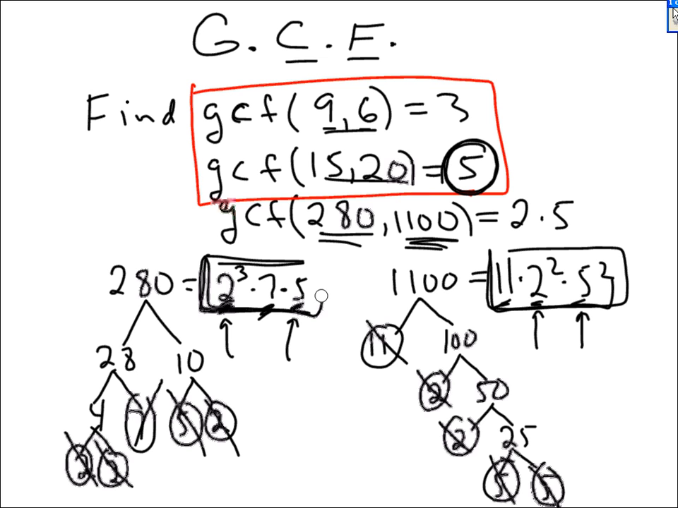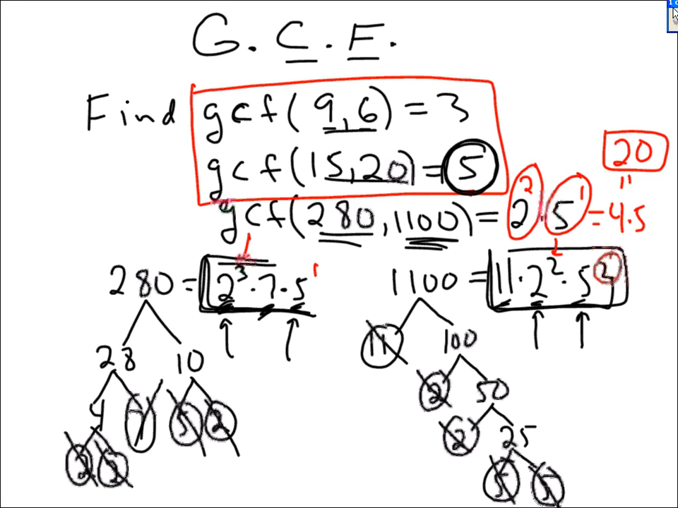Now we need to go and find the smallest power of each base. Well, let's go with 2 first, because I wrote down 2 first. The powers of 2 are 3 and 2. The smaller one is 2. When it comes to 5, there's an understood 1 here, and there's a 2 there. Between 1 and 2, 1 is smaller. So here's the answer: 2 squared is 4, times 5 to the 1. It's 4 times 5, or 20.